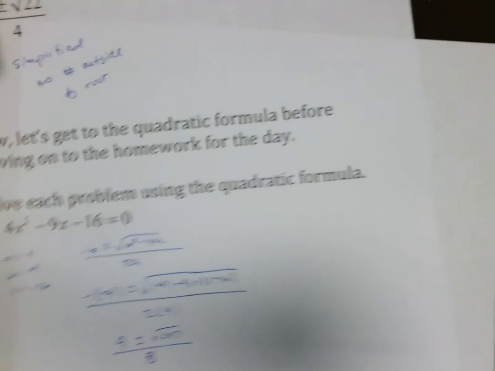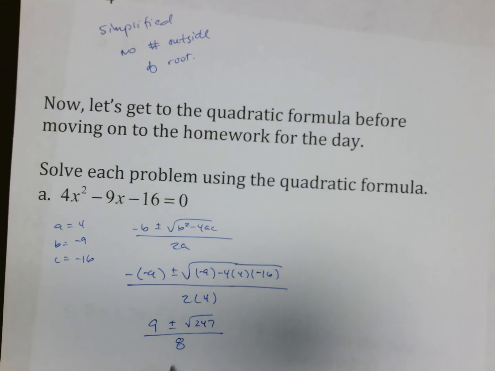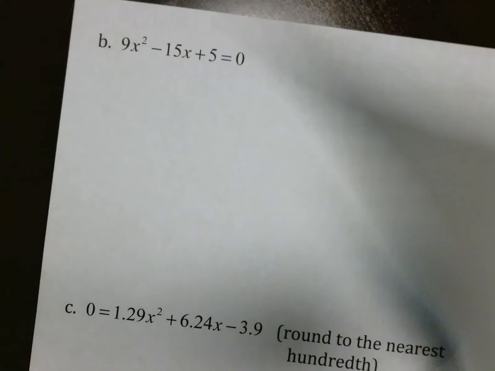Actually, on your computer, you'd have to type in 9 plus root 247 over 8 and 9 minus root 247 over 8.